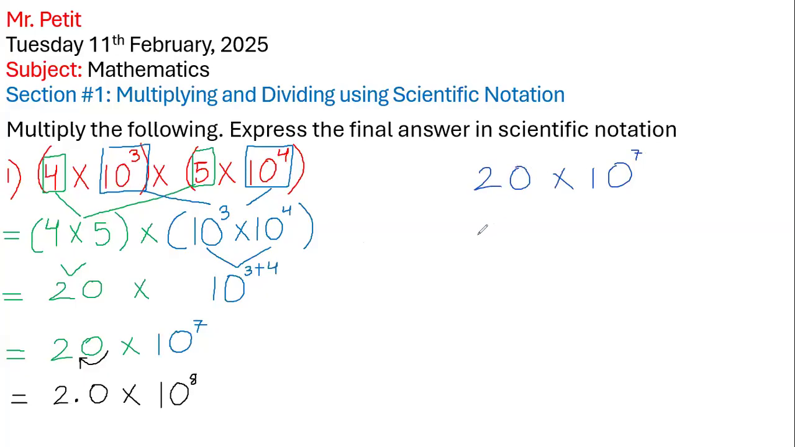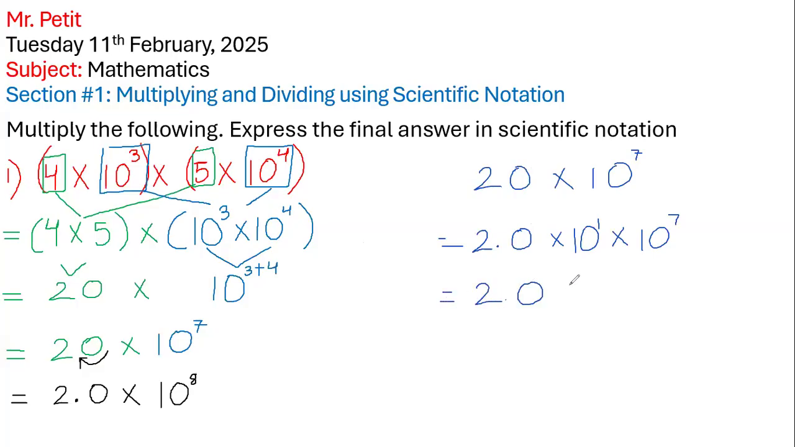I could write 20 as what? I could write 20 as 2.0 multiplied by 10 to the 1, multiplied by 10 to the 7. Excuse me, Mr. Petit. What is the 8 by the 10? I can explain that right now.